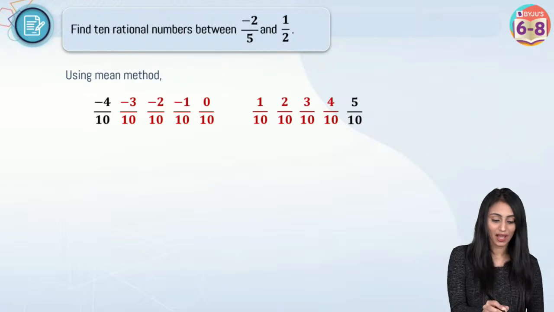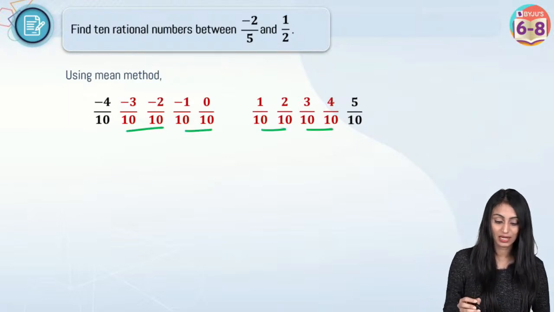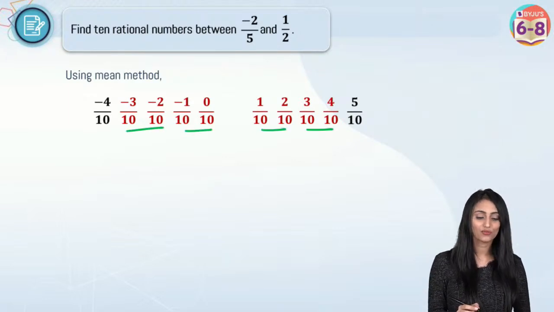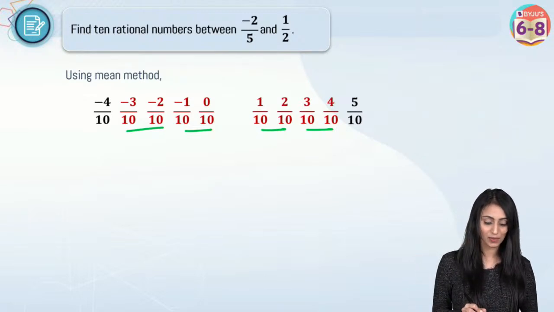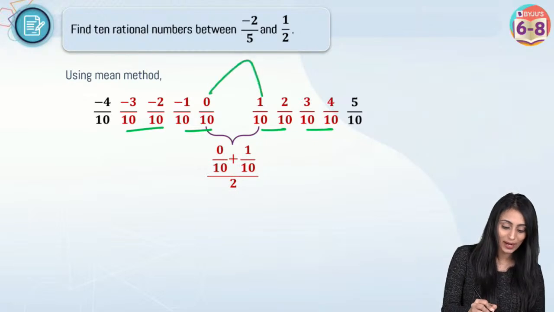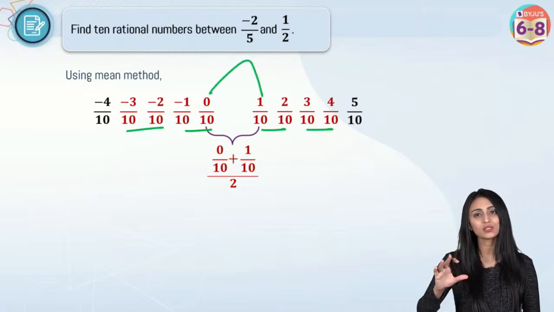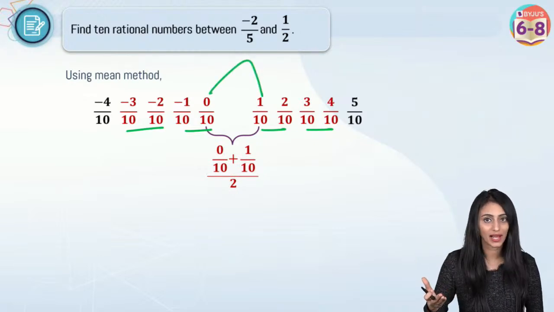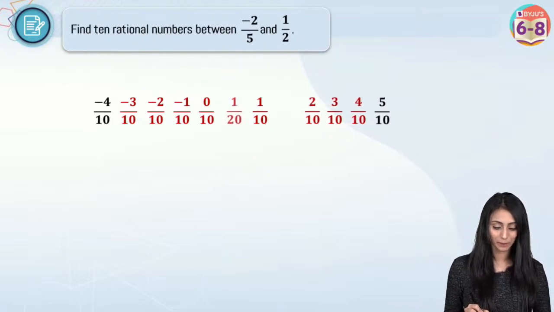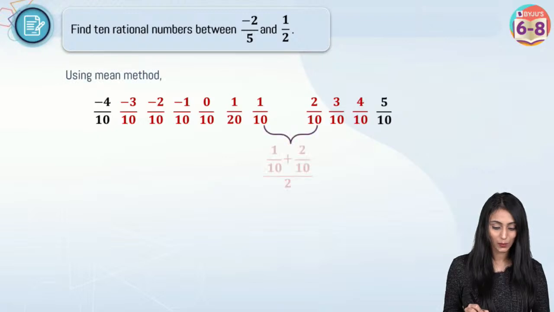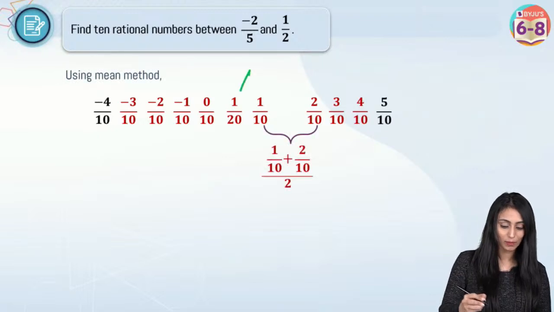Yes. So here we have 1, 2, 3, 4, 5, 6, 7, 8. 8 rational numbers over here. I need to find 10. Let's use another method to find the rest of the two rational numbers. What I can use is between 0 by 10 and 1 by 10. Let's use the mean method over here. We know the mean method as well, right? So I'll add them up and divide that by 2. What do we get? We are going to get 1 by 20.